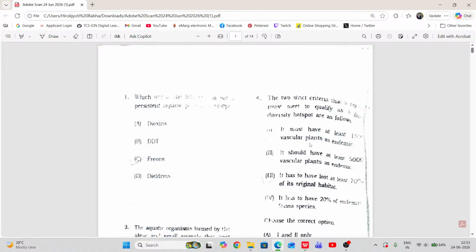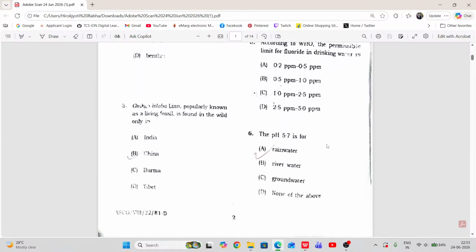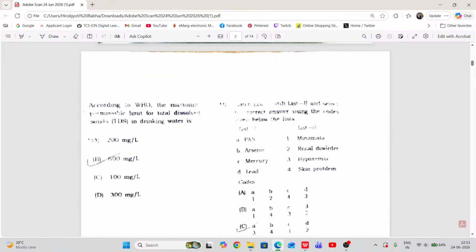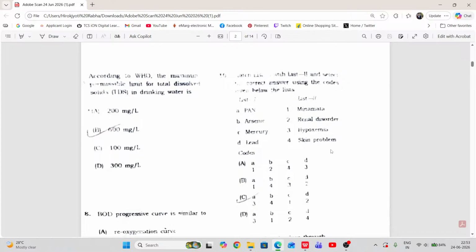According to the World Health Organization, the permissible limit for fluoride in drinking water is 1.0 ppm to 2.5 ppm. The pH of 5.7 is for rainwater. According to the WHO, the maximum permissible limit for total dissolved solids in drinking water is 600 mg per liter, milligram, microgram or milligram, whatever.